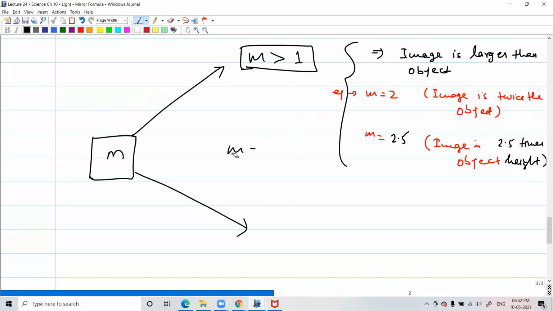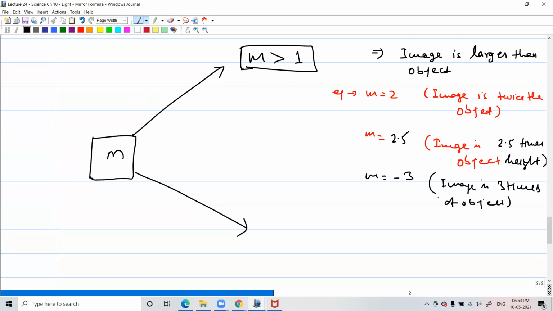Okay. M can be negative also. Still, if M is -3, it still means that the image is 3 times the object. The only thing is, with this minus sign, if it is -3, the image will be inverted. It will be below the principal axis. The minus sign only tells you that it's below the axis. A plus sign means it will be above the axis.